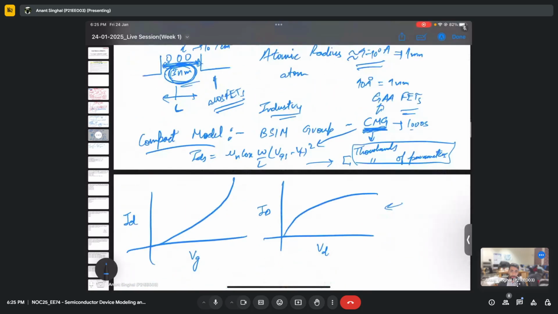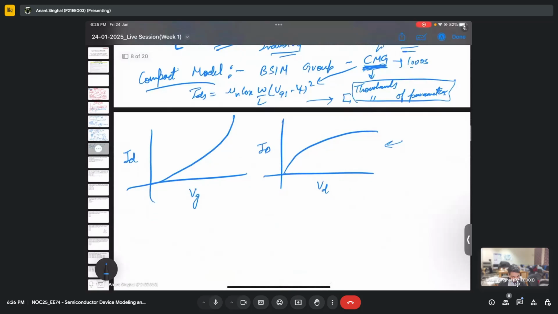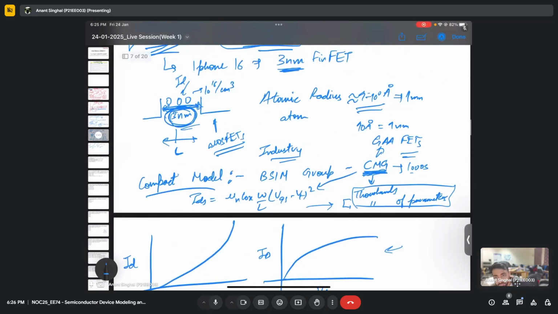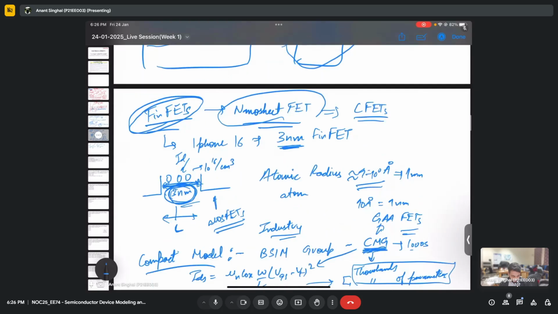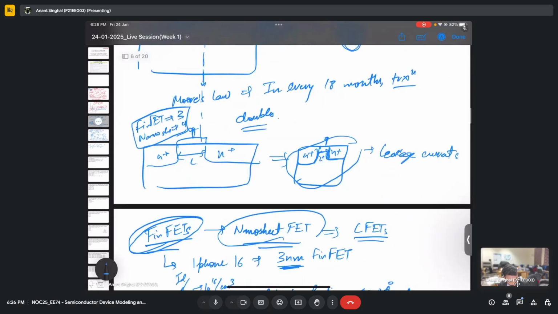Understood? Yeah, I understand. FinFET has three sides, right? Or three gates. Yes, it controls the channel. Let's say this is a fin. It is wrapped around by metal from 3 sides. You have control from the three sides, right? Yes. Thank you.